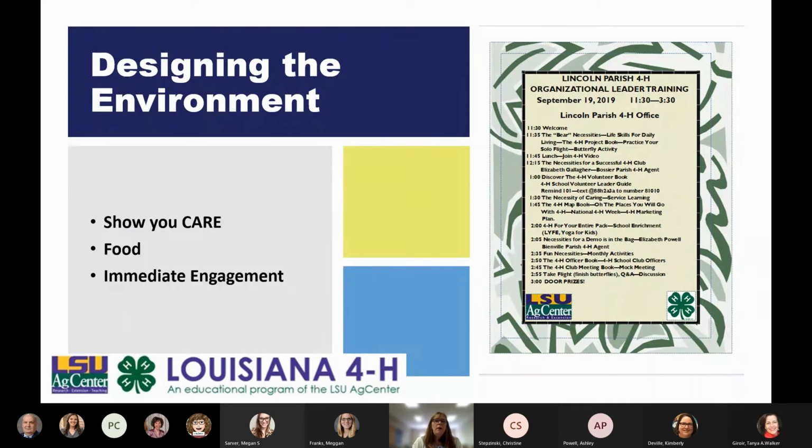Designing the environment. This is a copy of our actual agenda that we have for our orientation and training day. And we want to make sure that we're covering all of those goals and objectives that we have for the day. But you have to remember that you're dealing with volunteers, and a lot of times, teachers. And so you want it to relate to them, and you want it to be relative to what they do every day. And so you want to make sure that you're giving them things that they can use.